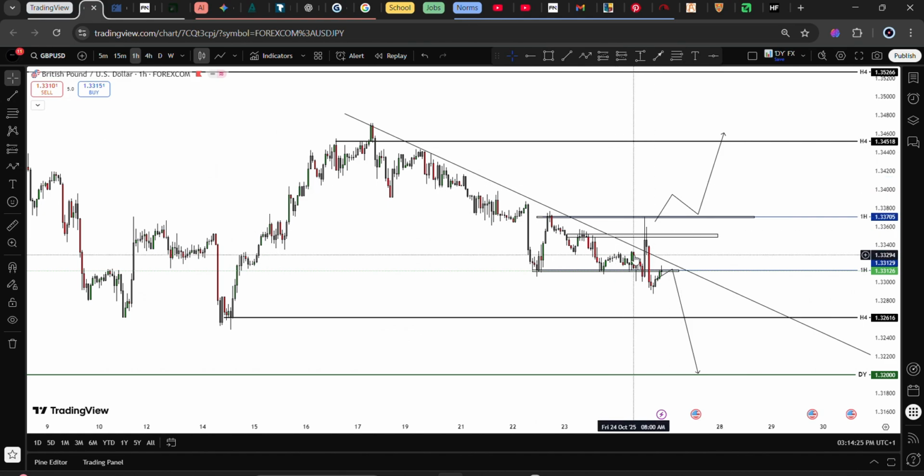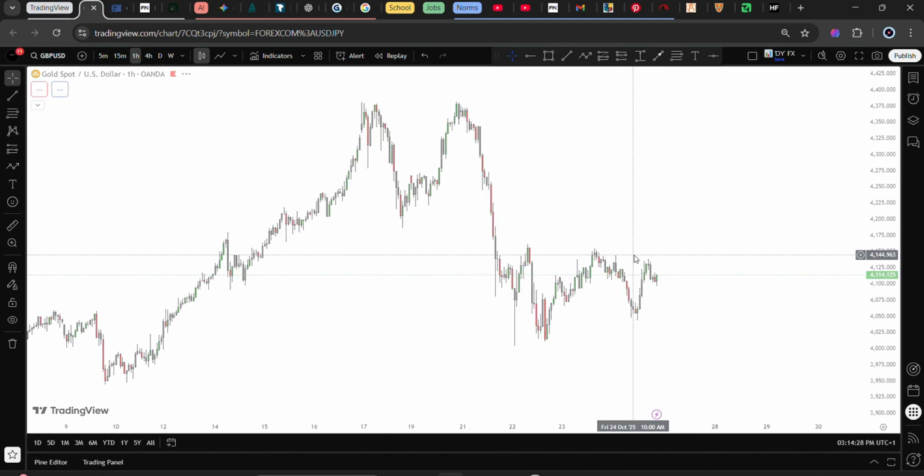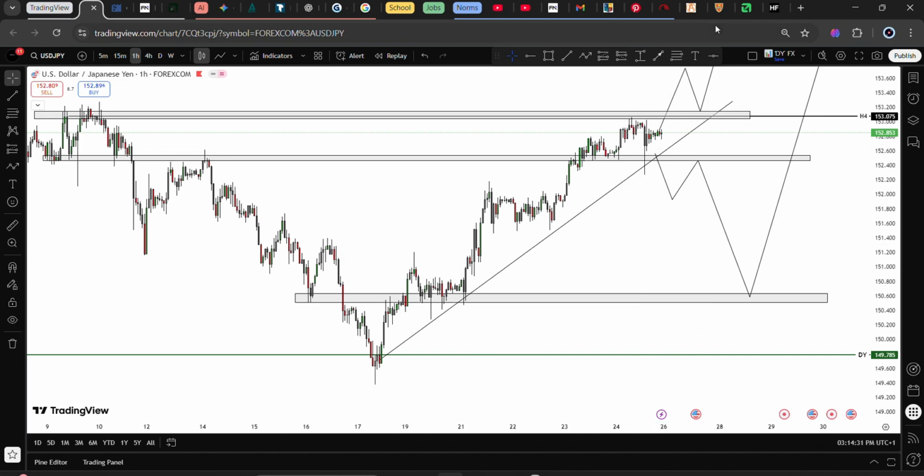That's how I trade. So next on my list is USD JPY. USD JPY is the pair I would really love to trade this week.